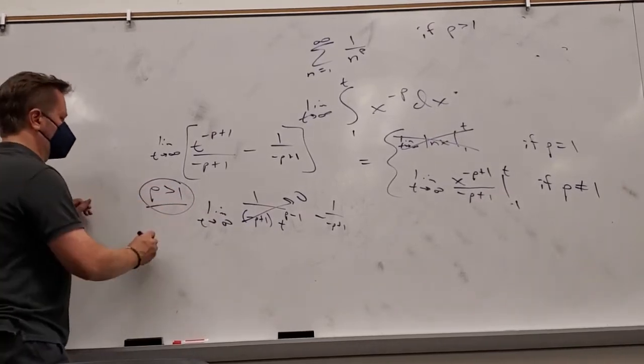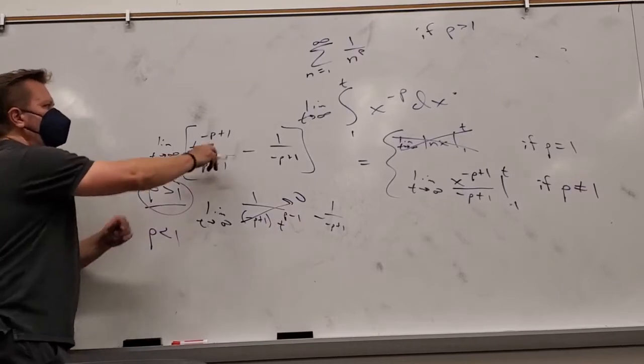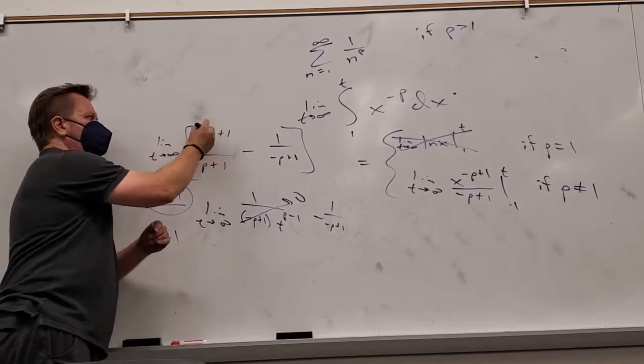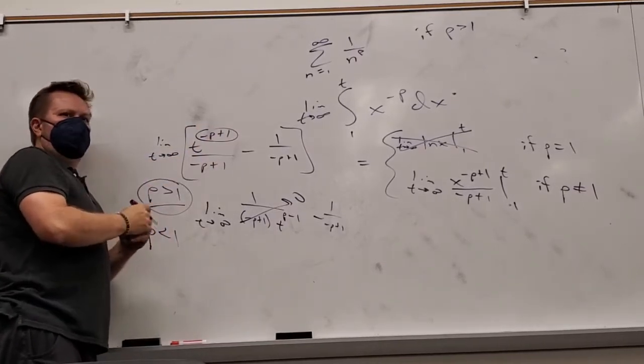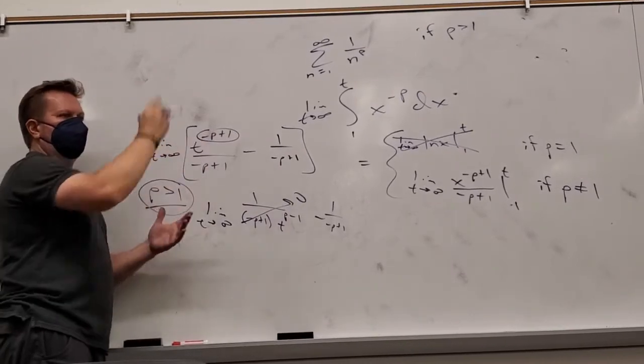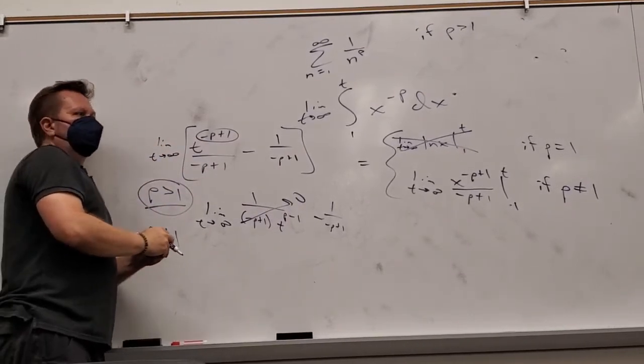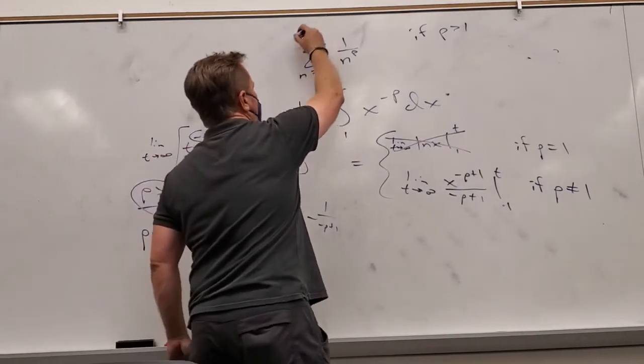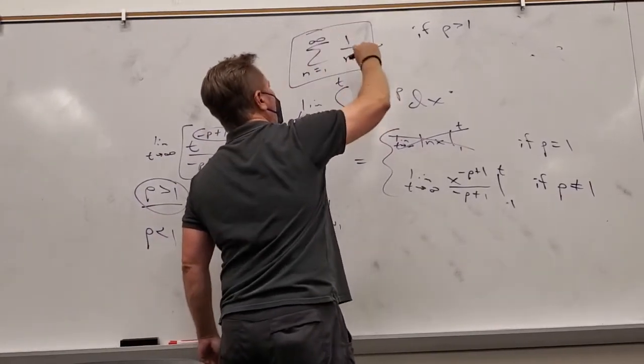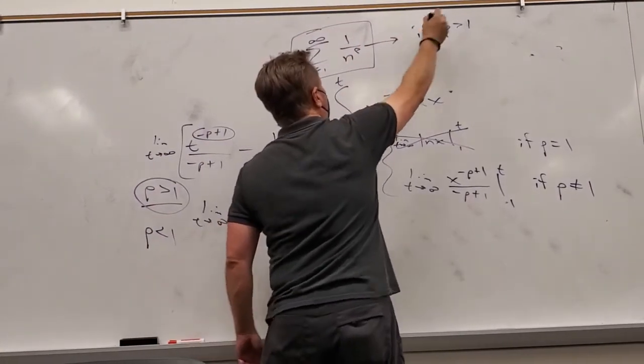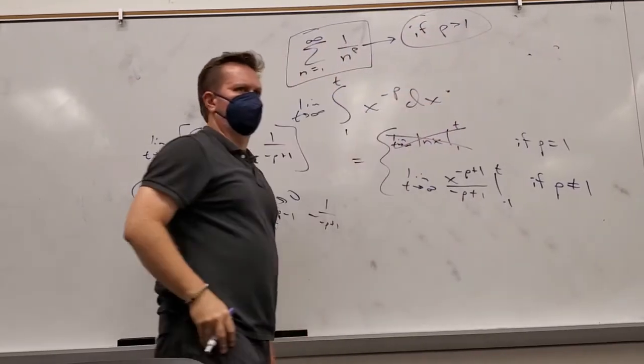What about if p is less than 1? I think this should be quick. If p is less than 1, if p is negative, what's this power? It should go into infinity, positive. So when I go to infinity, that's going to diverge. So the only way a series in this form can converge is if p is greater than 1.